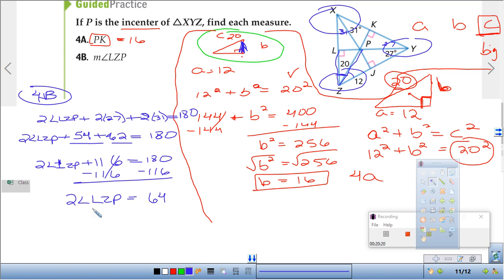Okay, so now I have 2 of these angles, but I don't want 2 of them. I want only one angle, so I'm going to divide by 2. Divide by 2, and we'll go angle LZP is equal to 32.